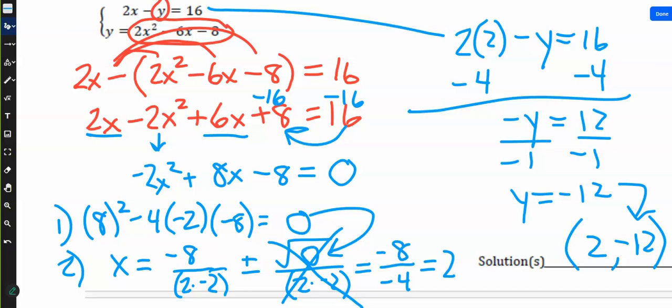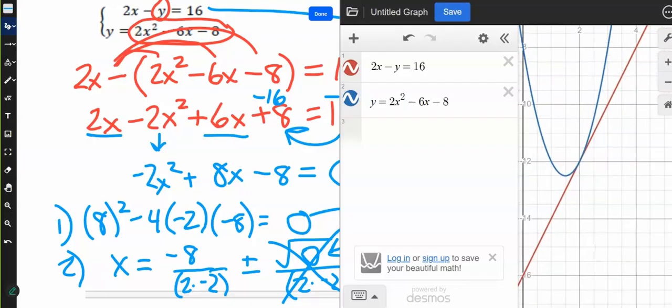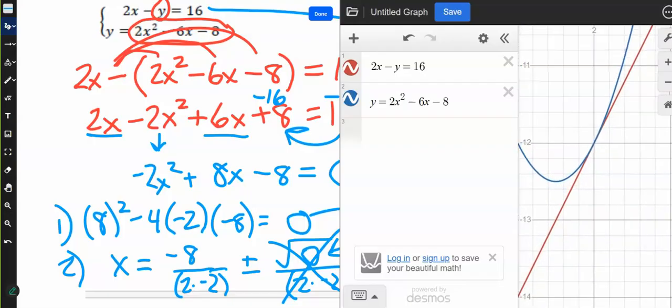Now let's see if it matches what happens when we graph it. Now what you can see on the picture of the graph is it looks like it comes really close together here and just touches, like the parabola comes along closer and closer and closer, touches the line and then leaves the line. You know, kind of like the line just is touching.